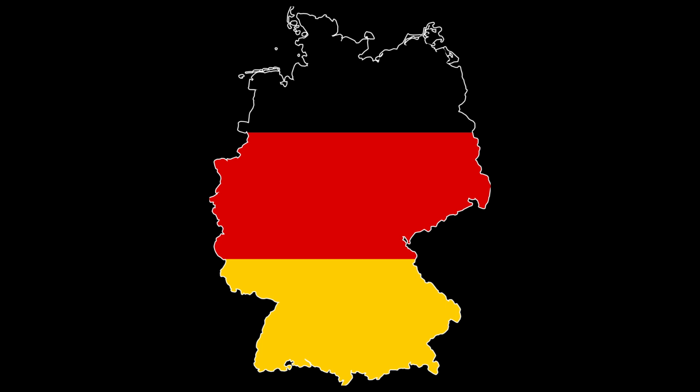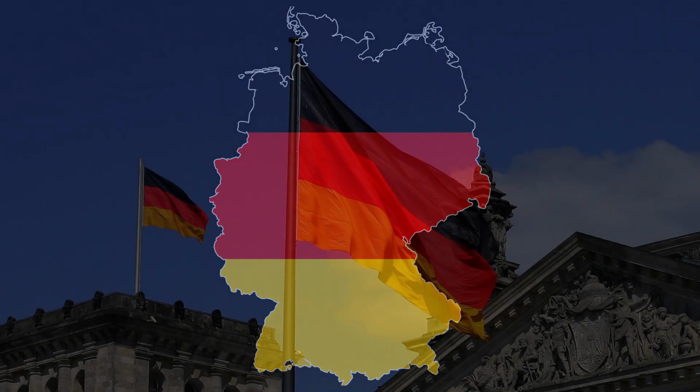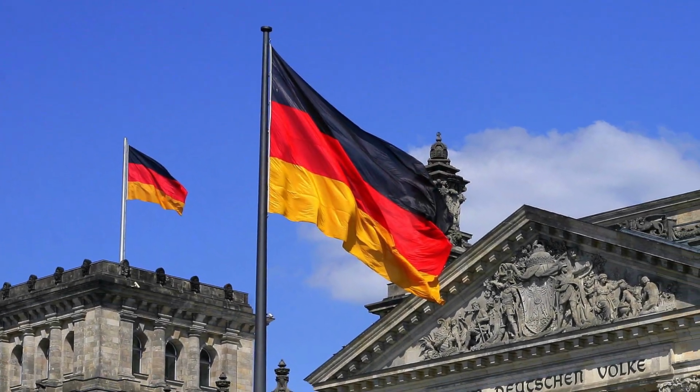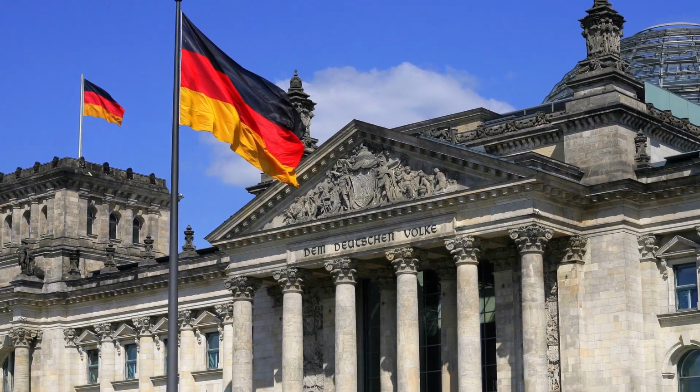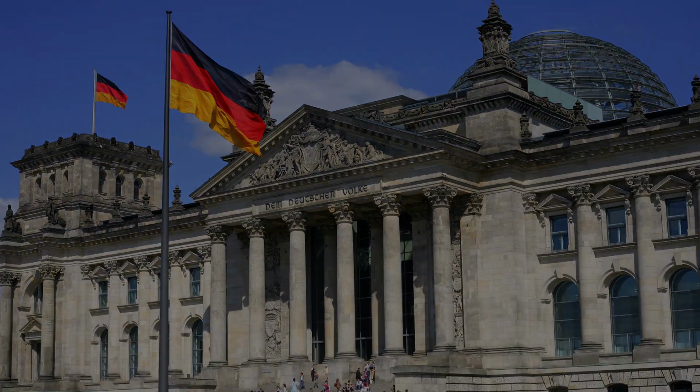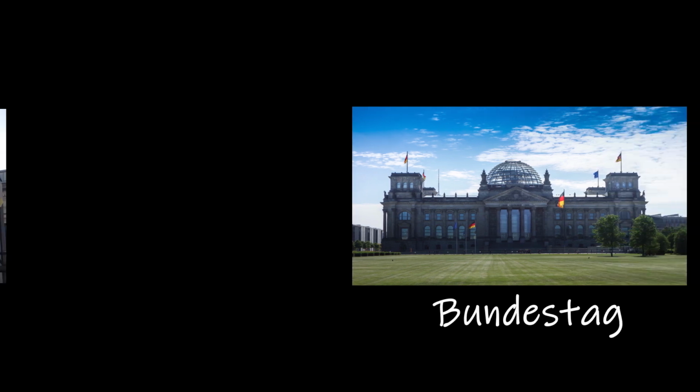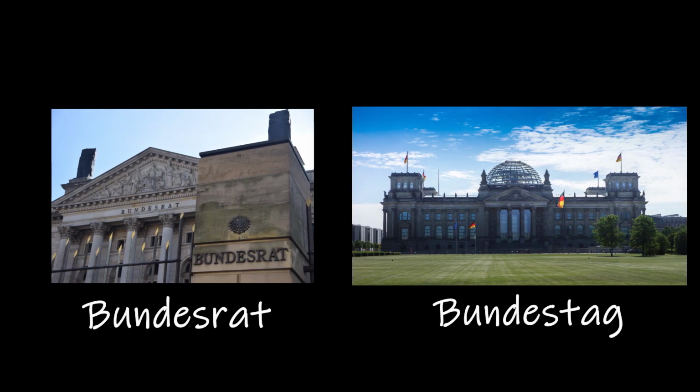If these terms are unfamiliar to you, don't worry. You can refer to the videos mentioned above where we delve into these concepts in depth. As mentioned earlier, Germany operates under a parliamentary system of government consisting of two chambers. The chamber where the elected representatives of the people sit is called the Bundestag, while the upper chamber representing the states is known as the Bundesrat.